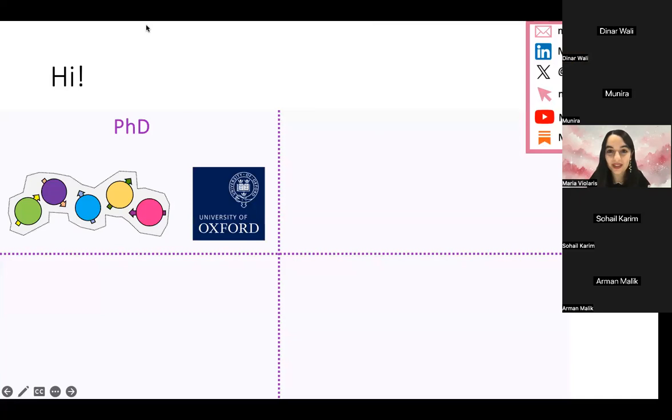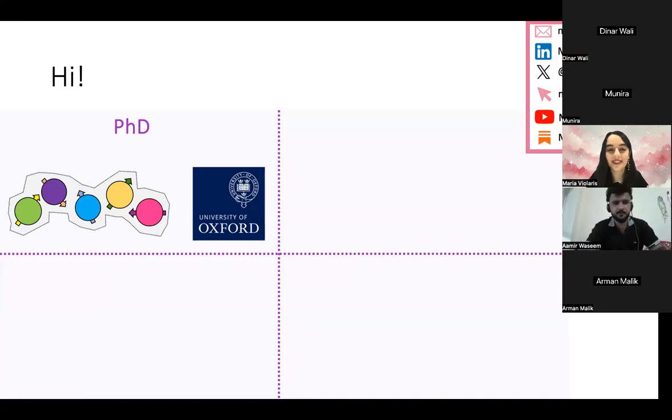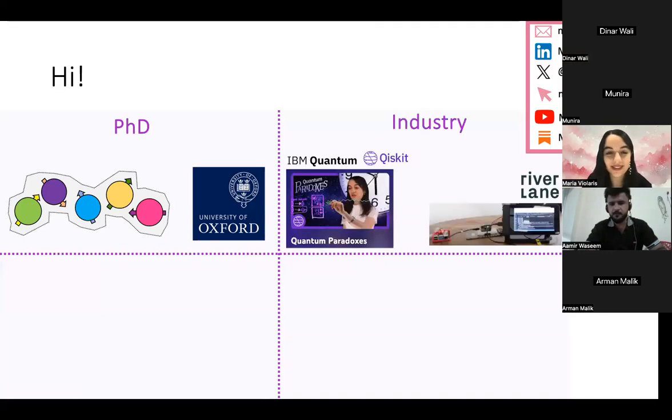I'm currently finishing my PhD at the University of Oxford, where I've been doing research in the foundations of quantum information science. This has been theoretical research with some experimental collaborations, looking at things like thermodynamics and paradoxes to do with quantum mechanics. Alongside that, I've done various work with the quantum computing industry.